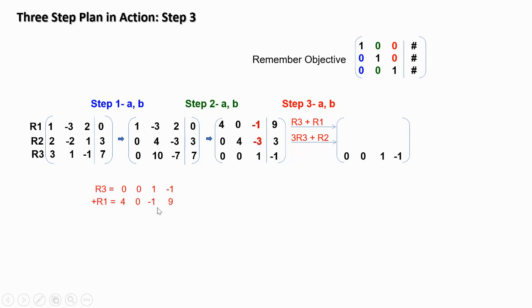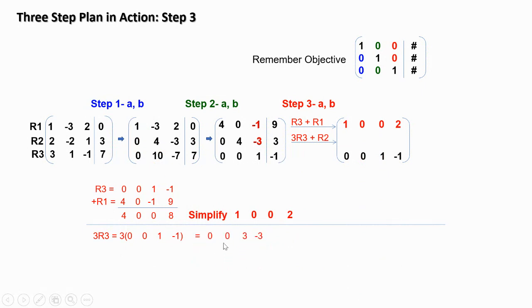And here's my work. Row 3 plus row 1 is going to give us 4, 0, 0, 8. Here, guys, we divide everything by 4, so it's going to give us 1, 0, 0, 2. So this is my new row 1. Now, let's do the second part of step 3. 3 row 3 means 3 times 0, 0, 1, negative 1. This is my result, 0, 0, 3, negative 3.